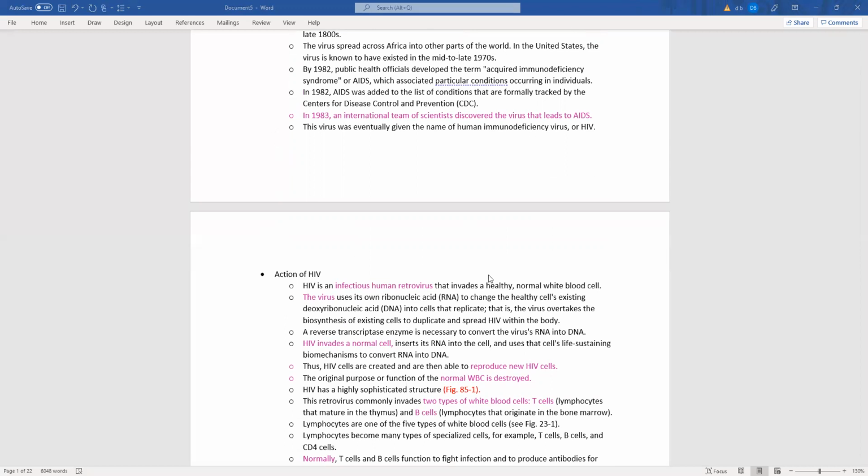So we know that HIV is an infection with a human retrovirus. That's probably important, but what's really important is that HIV invades healthy and normal white blood cells. The virus uses its own RNA to change the healthy cells' existing DNA. So HIV has RNA, it doesn't have DNA, and it uses its own RNA to change the person's DNA in cells, and it just replicates. That's when the virus overtakes the biosynthesis in the existing cell to duplicate and spread the HIV within the body.